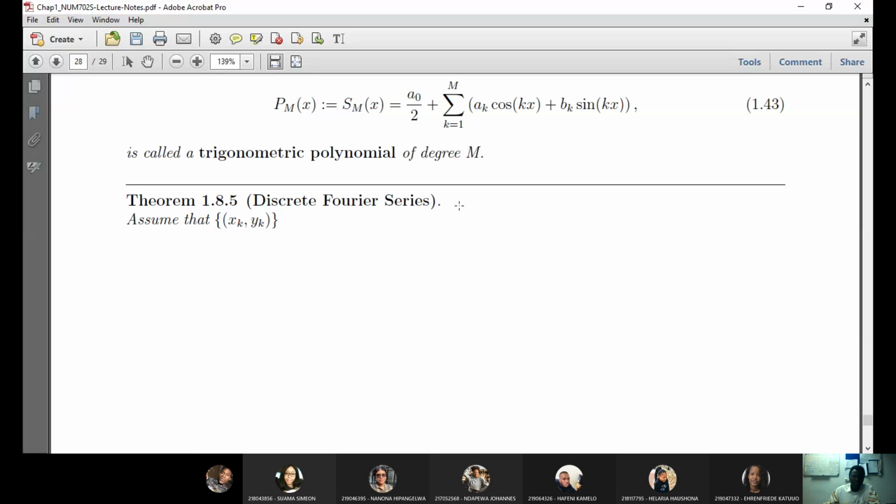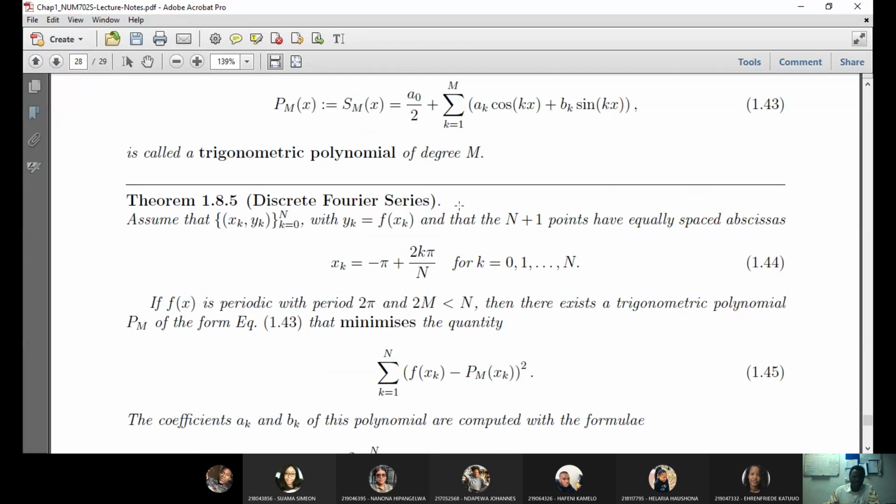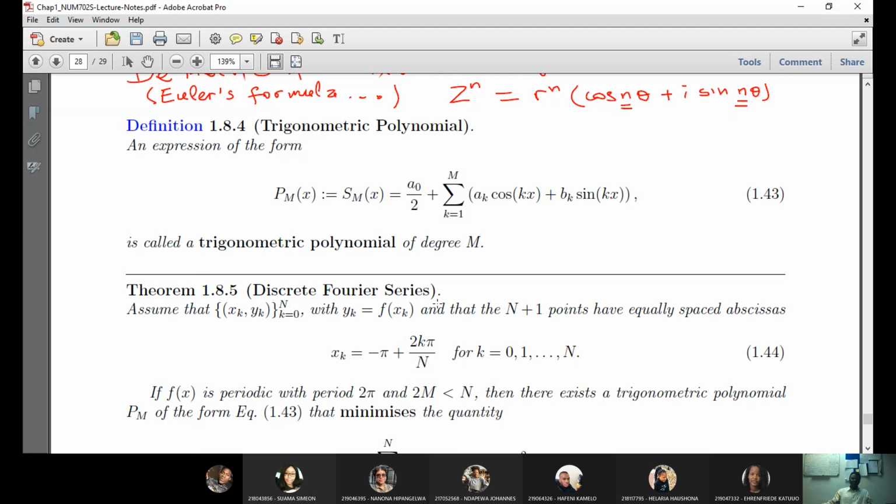Now we are going to do, if you recall what we have been doing previously in terms of the least square method, we are going to apply the least square method this time again. But we are going to use our truncated Fourier series to fit the data. So data fitting using trigonometric polynomials will give what we call a discrete Fourier series.